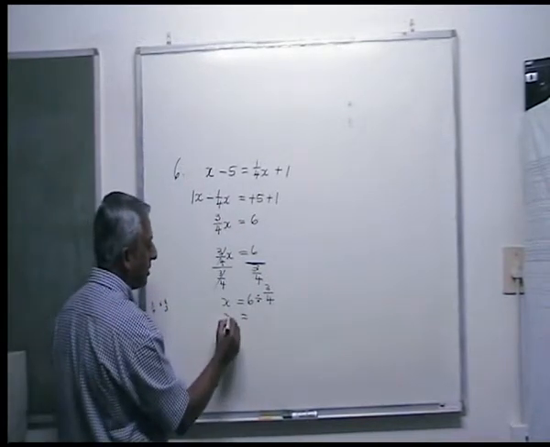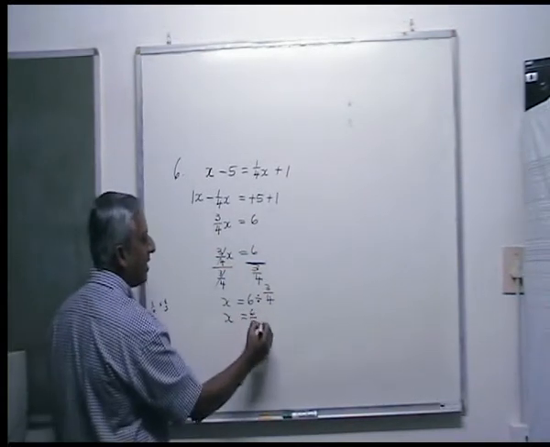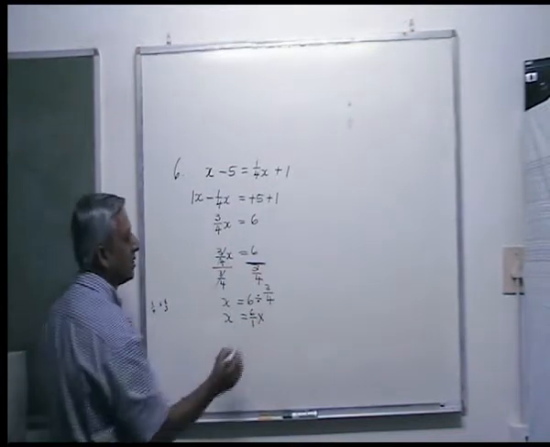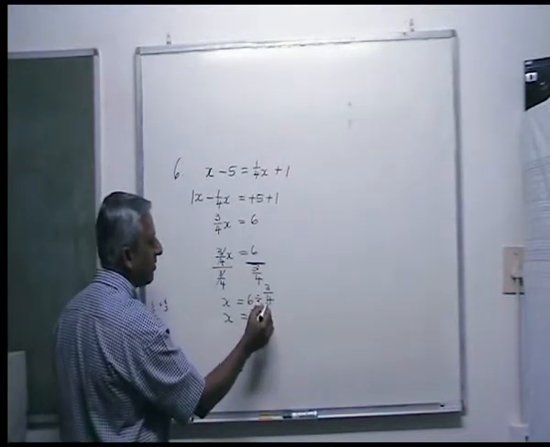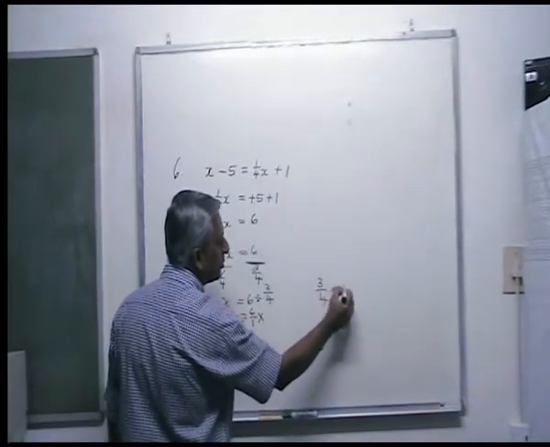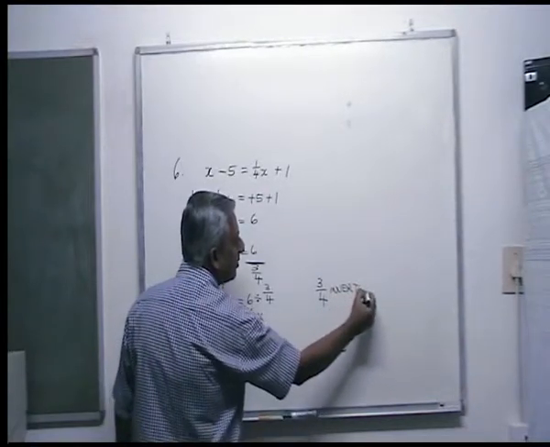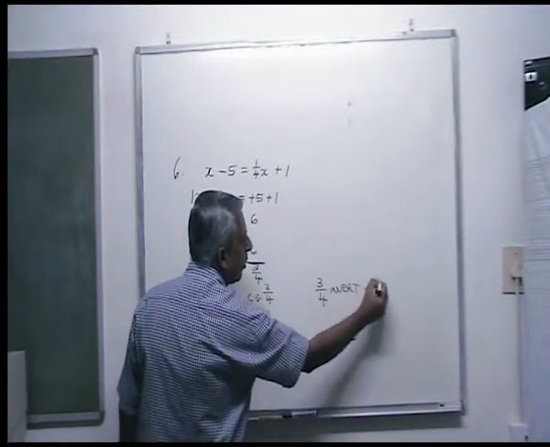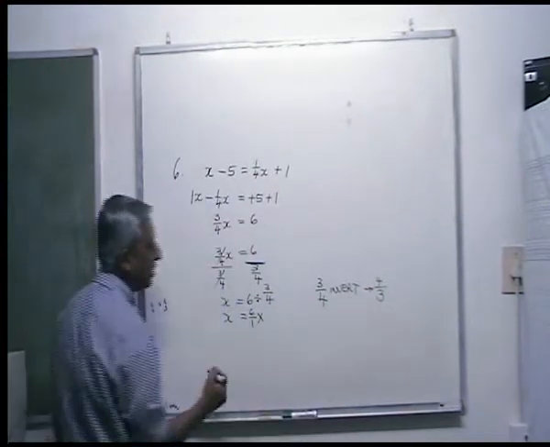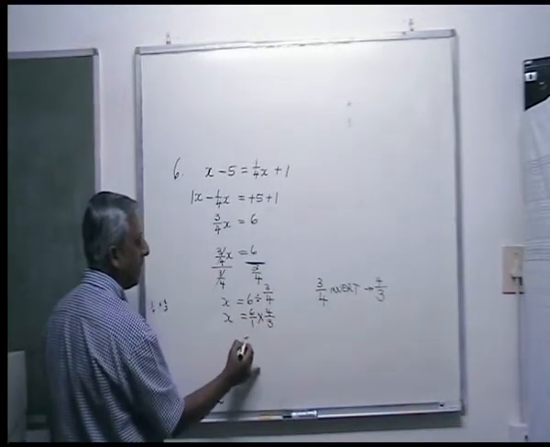Now 6, you know, can be written as 6 over 1. Divide can be rewritten as multiplication. 3 over 4 must be inverted. So if you invert 3 over 4, it will become 4 over 3. So you're inverting 3 over 4, it becomes 4 over 3.